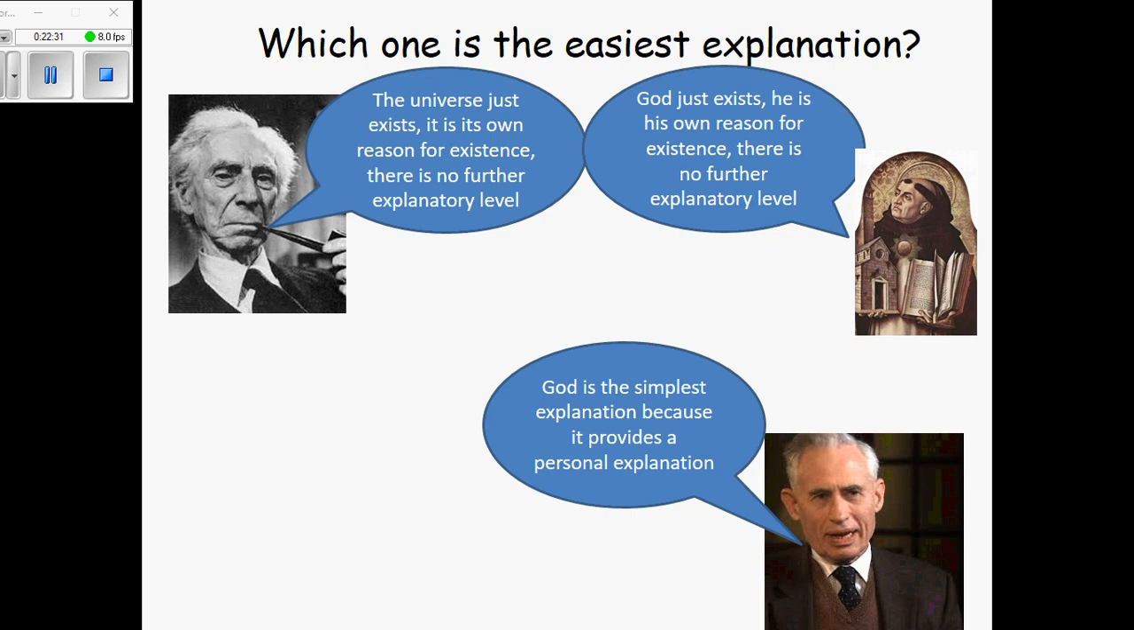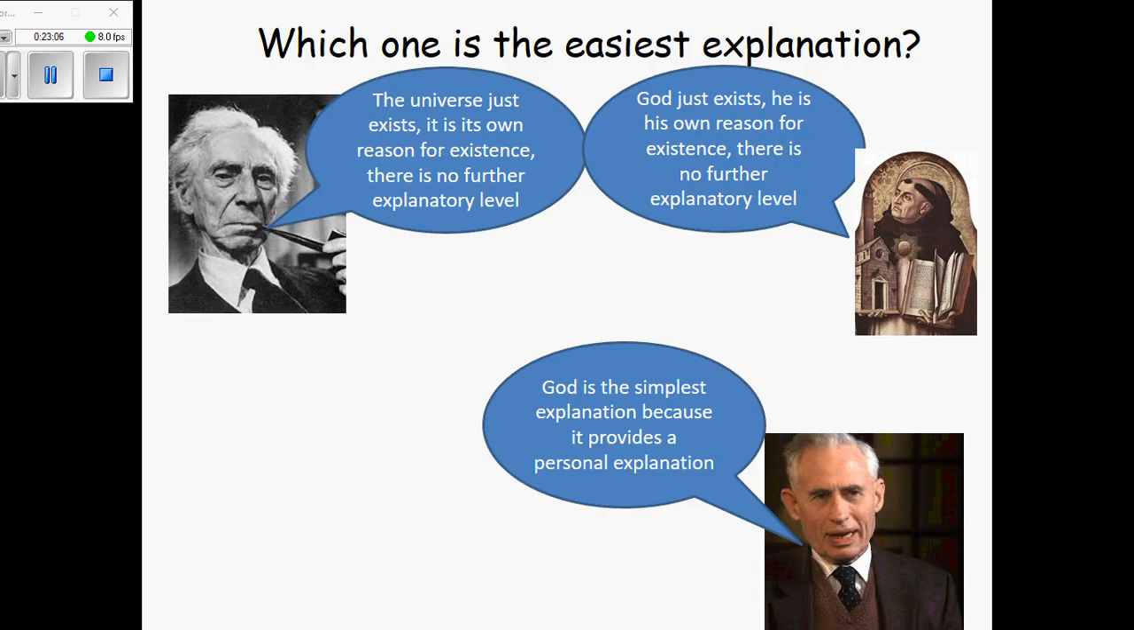And Russell is saying, well, if you're going to end this causal explanation with a necessary being who doesn't need a cause, why not end it one step sooner with the universe and just say, the universe doesn't need a cause? If you're going to say God doesn't need a cause, then why don't you just say the universe doesn't need a cause? So then the argument comes down to which one is easiest to use to explain the world. The universe just exists, accept it, or God just exists, accept it.